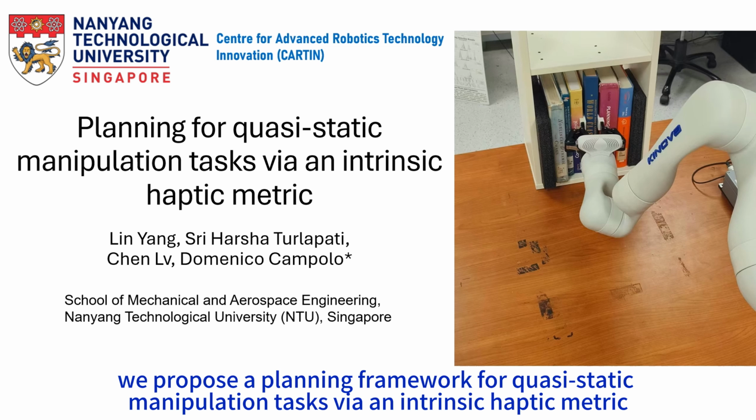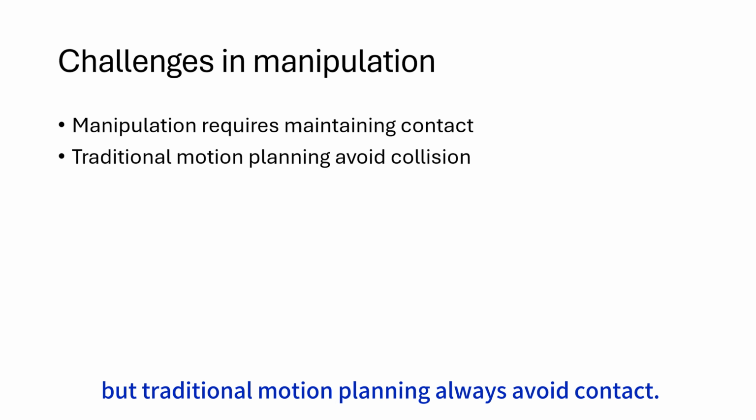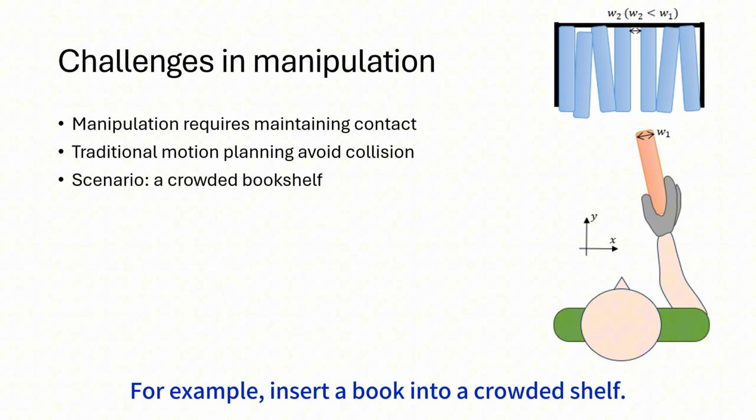We propose a planning framework for quasi-static manipulation tasks via an intrinsic haptic metric. Robotic manipulation requires both motion planning and physical contact with objects, but traditional motion planning always avoids contact. For example, insert a book into a crowded shelf.